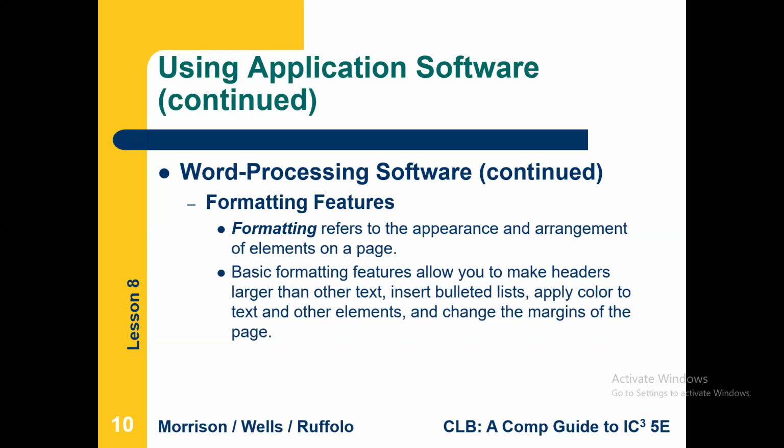Sometimes you are writing an assignment, and then the things you do to the appearance of your text are what we refer to as formatting. So basic formatting features allow you to make your headers larger than the other text, insert a bulleted list, apply color to the text, and other elements. And then you can also change the margins of your pages. When you do that, we refer to it as formatting your work.